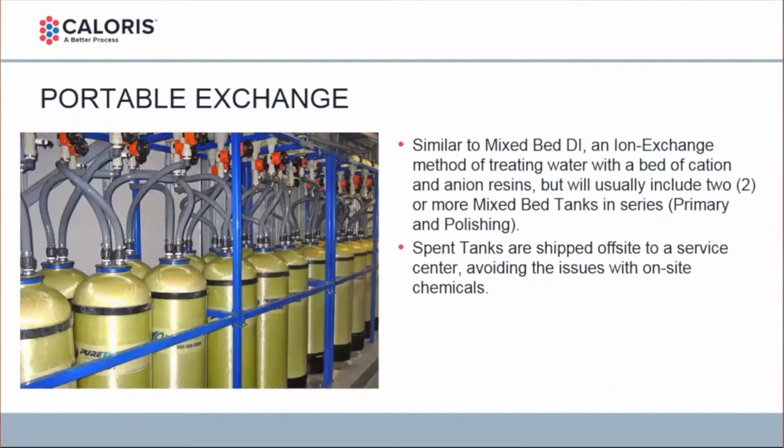Another simple process is just renting portable exchange DI tanks. This is similar to a mixed bed DI. It's an ion exchange method of treating water with a bed of cation and anion resins, but will usually include 2 or more mixed bed tanks in series. You'll have a primary and a polishing. Once the tanks are spent, they are shipped off-site to a service center, and thereby avoiding the issues with on-site chemicals.